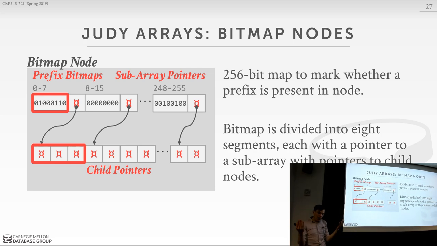So if our node doesn't fit, or the number of digits we have doesn't fit into this, then we have to use the uncompressed one, which is just an array of child pointers, where the offset corresponds to whether the digit exists. Okay, so is this clear?